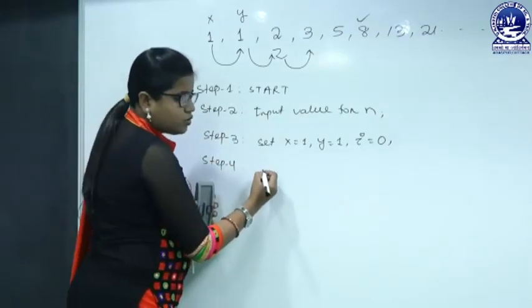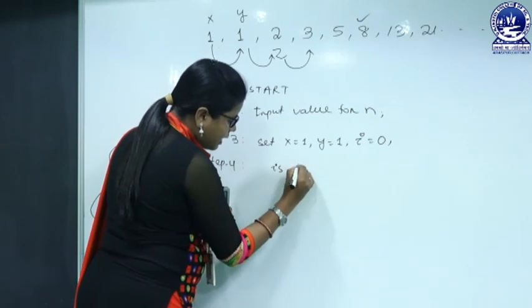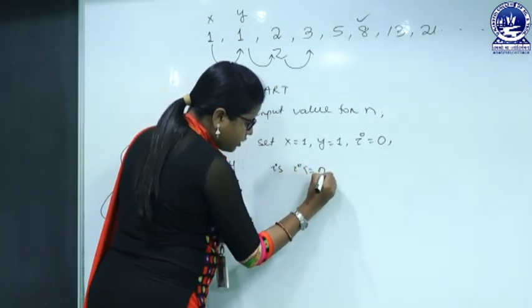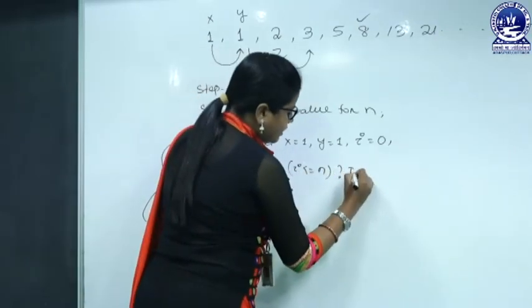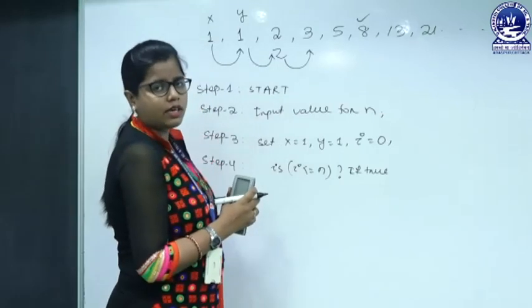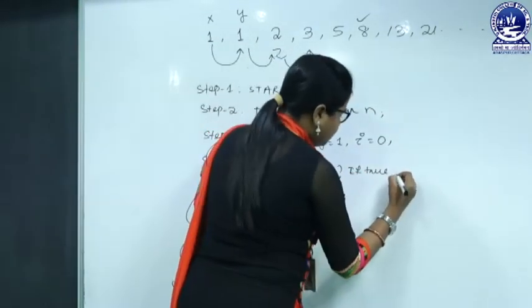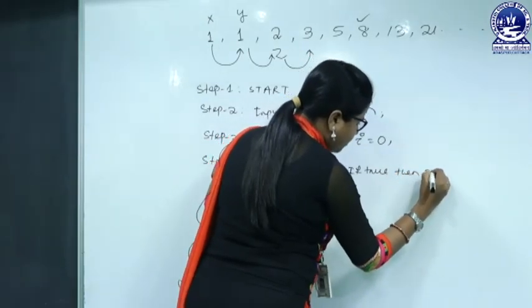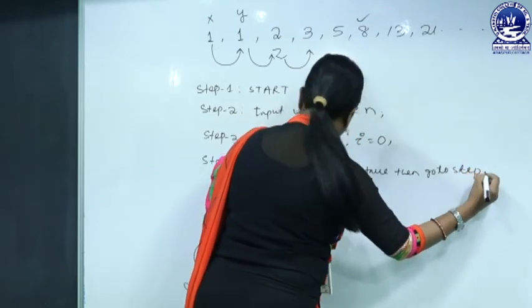So here we need to check a condition, that is, is I less than or equal to n? Here is the question mark. Then if true, that means I is in our range, then we need to print the Fibonacci series. If true, then go to step 5.